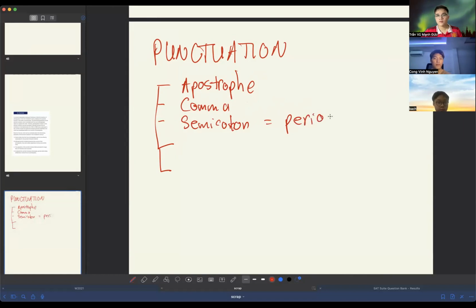Okay, so from now on, when you see the semicolon, if you're not really familiar with the semicolon, just replace it with a period. That's how you're gonna do it from now on the SAT at least. And what else? Em dash, dashes, and colons.